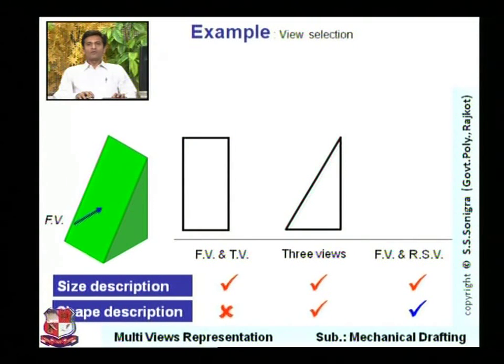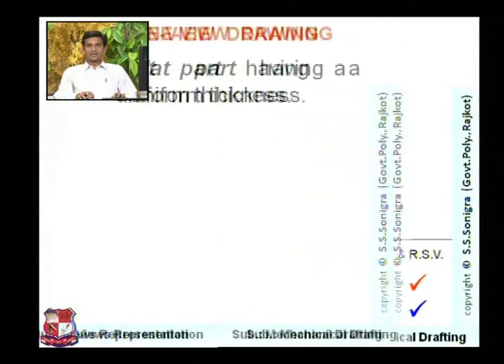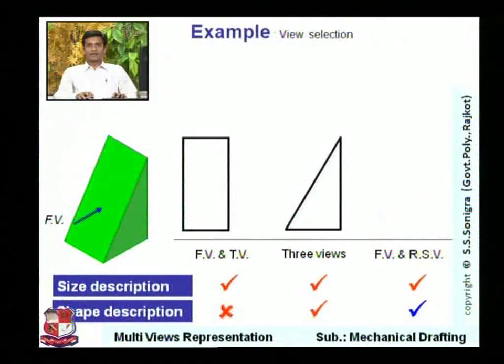Now for front view and right hand side view, what's the case? For front view and right hand side view also, both size and shape would be visible to us.